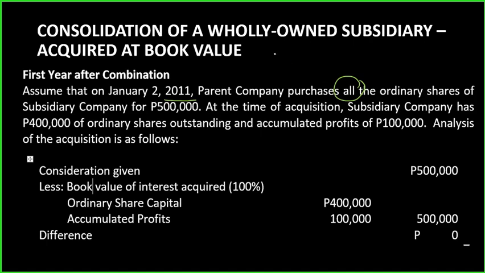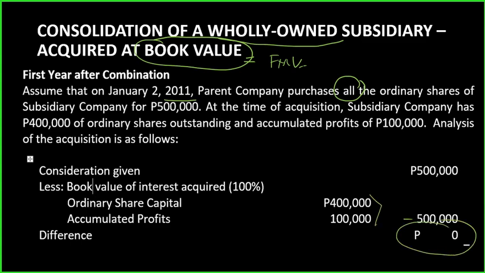of the ordinary shares. So this one is wholly owned because all the shares were acquired, and then sabi pa niya acquired at book value. And again, we can assume that as of this point, the book value is equal to the fair market value. So there will be no goodwill. Okay, kulang yung assumption nito. Anyway, it was acquired for 500,000. Okay, and as of this point, the subsidiary has ordinary shares of 400 and accumulated profits of 100. Let's compute for the goodwill. 500 acquisition price less the net assets acquired, which is also 500. Goodwill is 0.